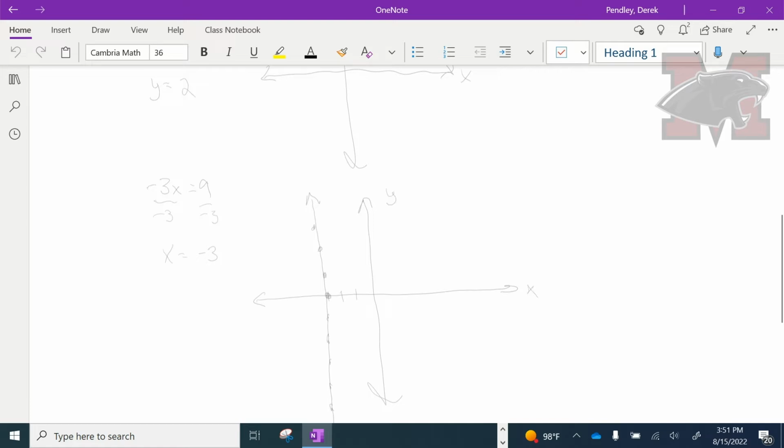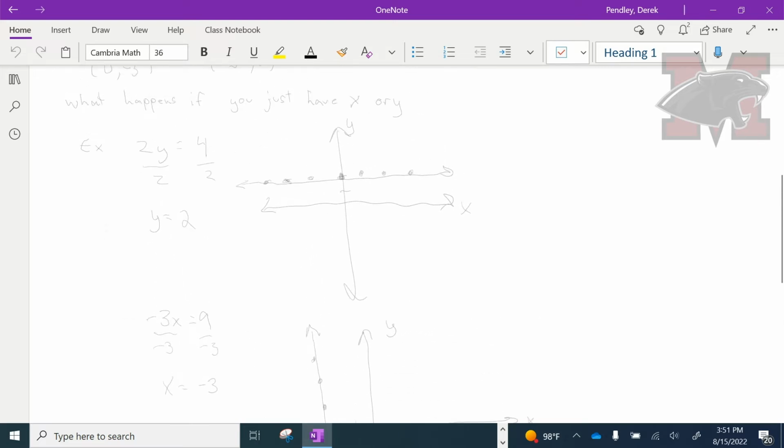So this is where horizontal and vertical lines come from. When you don't have a y value, the y value is not set. It could really be anything you want. Then your only controlled variable is your x. You're going to get a vertical line. Now, the inverse of that statement is true. If you know that the change is going to be based on y is equal to 2, but x could really be anything, then you're going to have a horizontal line.